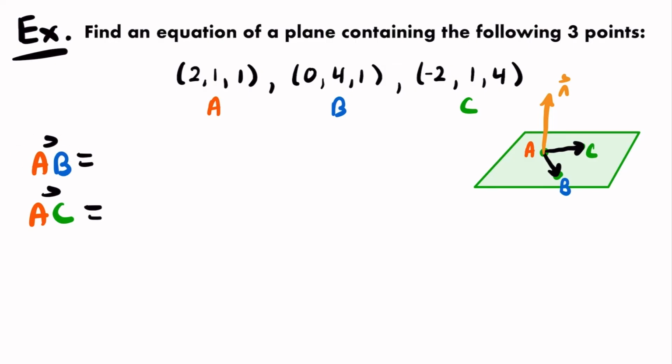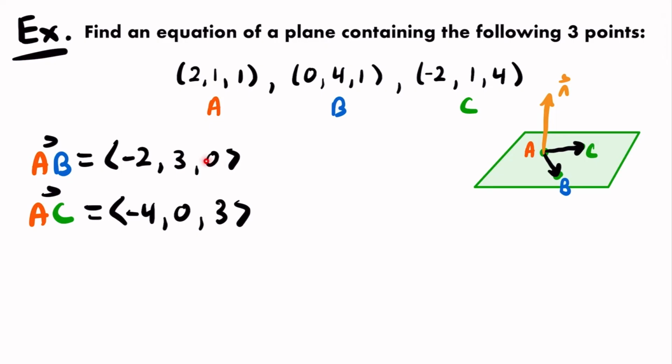All right, so for vector AB, we will have 0 minus 2 for the x component. That will be negative 2. And then for the y component, we'll have 4 minus 1, which is 3. And then for the z component, we'll have 1 minus 1, which is 0. And now for vector AC, we will subtract the coordinates of A from the coordinates of C. So for the x component, we will have negative 2 minus 2, which is negative 4. For the y component, we will have 1 minus 1, which is 0. And then for the z component, we'll have 4 minus 1, which is 3.